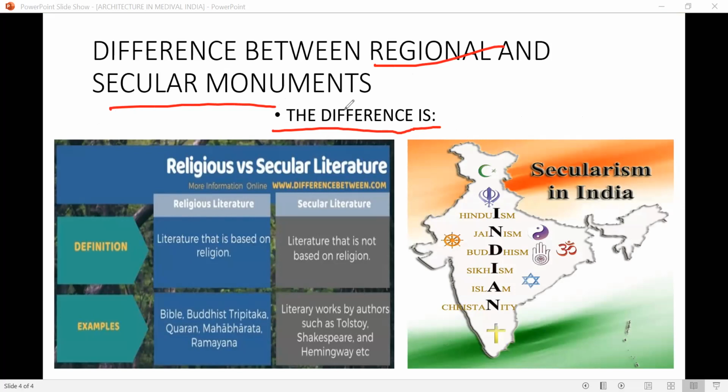Then we'll come to architecture, and monuments are considered in architecture only. That's why I'm saying architecture. So when we study religious and secular literature, let's understand the meaning of secular. Secular is when India is not only Hinduism. You have a lot of types of dharm.